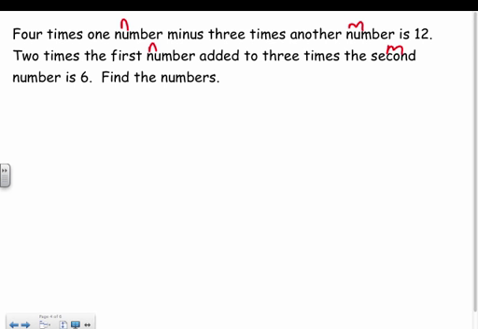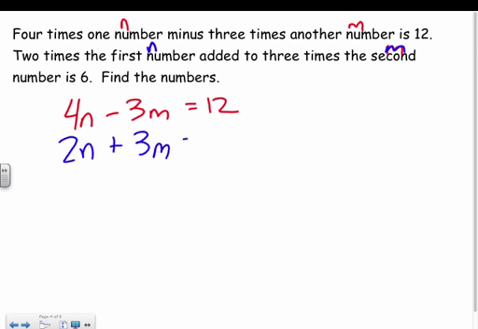So 4 times one number, so 4n, minus 3 times another number, 3m, is 12. There's my first equation. And then my second one, I got 2 times the first number, added to 3 times the second, is 6. So there's my system. So now I'm going to decide, should I add these or subtract these two equations? Well, I want to add to cancel my m's, right? Because I got a negative 3m and a positive 3m. So if I add them, they cancel.